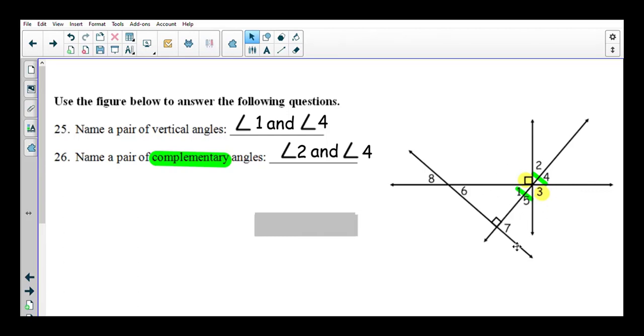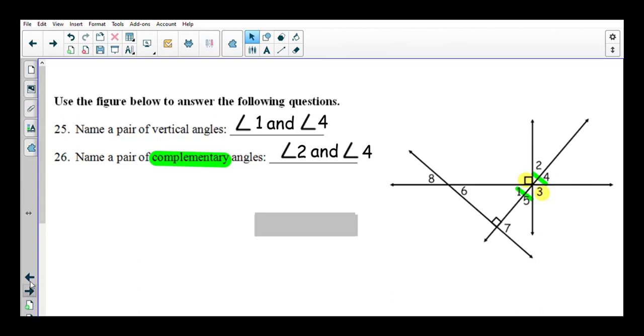Again, we could get more complicated by pairing up different angles, but we're not going to go crazy with this. Like technically, you could say angles 1 and 2 would also be complementary. They would add to 90 degrees, but I wouldn't go too crazy. If you overthink it too much, it's easy to make a mistake.